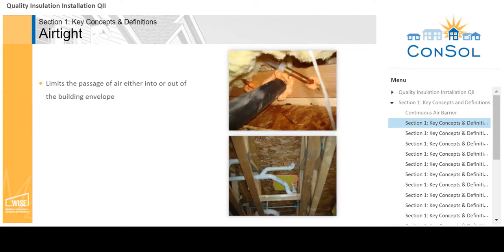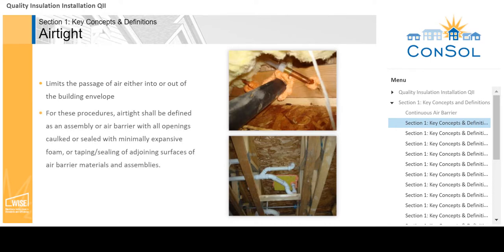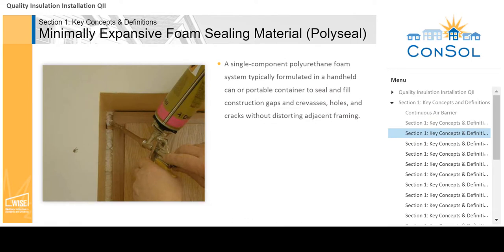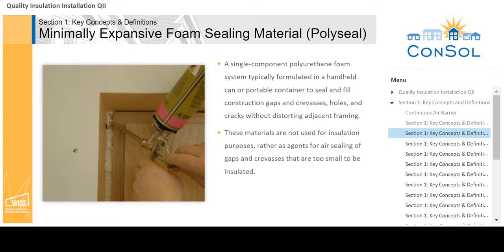An airtight cavity or assembly limits the passage of air into or out of the building envelope. To be considered airtight, all openings shall be caulked or sealed with minimally expansive foam or taped, sealing adjoining surfaces of air barrier materials and assemblies. Minimally expansive foam is used to seal and fill small gaps and cracks in the air barrier. While the main purpose is air sealing, it can also be used to fill spaces between framing members that are too small to insulate. Check with window and door manufacturers prior to installation, as some do not allow this practice and will void the warranty.